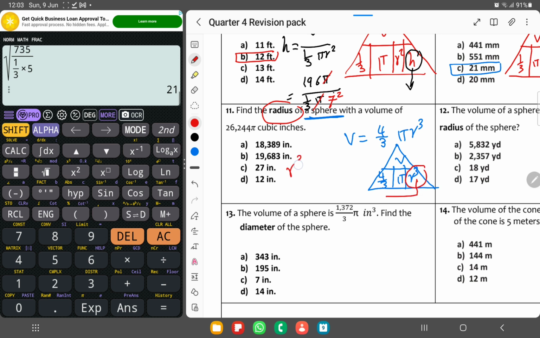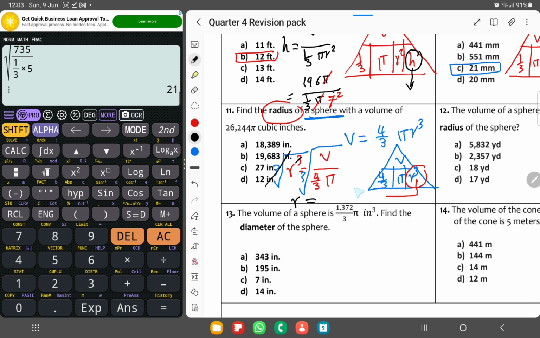So radius cubed equals, what do you have? Volume over 4 over 3 pi. How do you get rid of the power 3? Cubic root left and cubic root right. So how is it going to become? The power 3 will cross with the root.